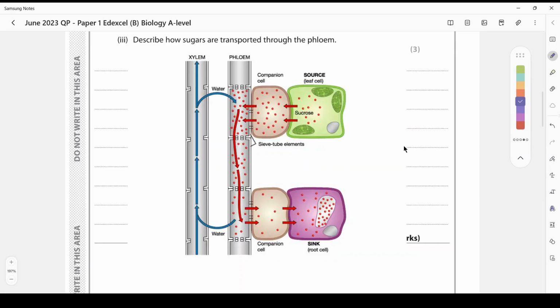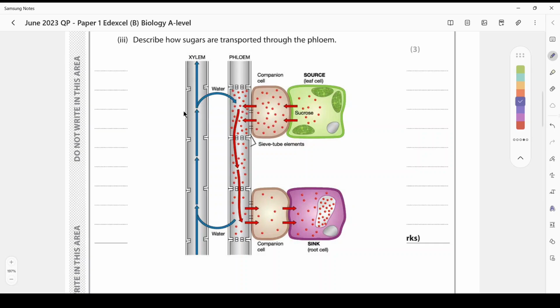Part 3, describe how sugars are transported through the phloem. All right, so this is how sugars are transported through the phloem. So I've included a diagram here. So sugars are transported by mass flow. We have the sucrose molecules that are in the source. In this case, we have a leaf cell. So a source is just part of the plant that is producing sugars or releasing sugars. And what happens is that the sucrose is transported to the phloem via active transport.